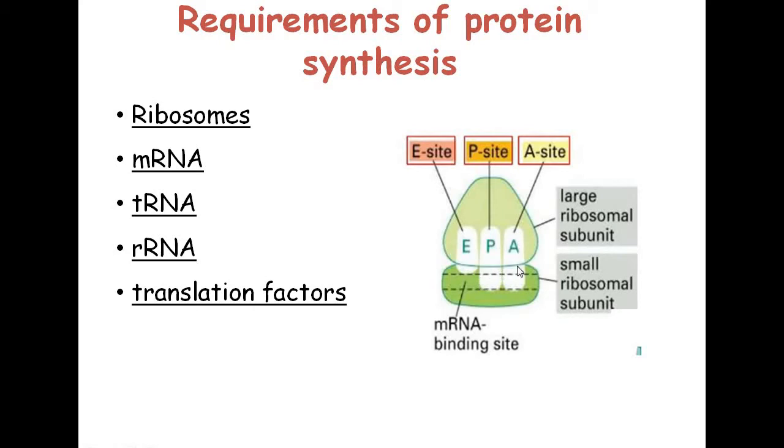Ribosomes have two functional sites, the A site and the P site. The A site binds with the aminoacyl tRNA and the P site is for binding peptidyl tRNAs. The A site is the acceptor site and the P site is the donor in eukaryotes, and the exit site or the E site is also present. The other requirements include the mRNA, tRNA, rRNA and the translational factors.